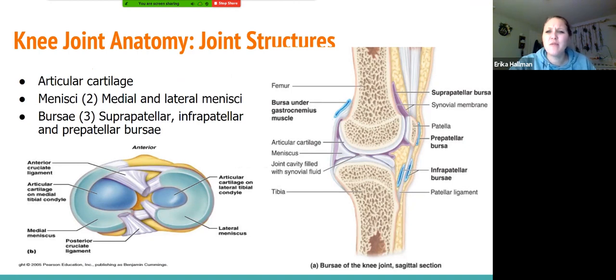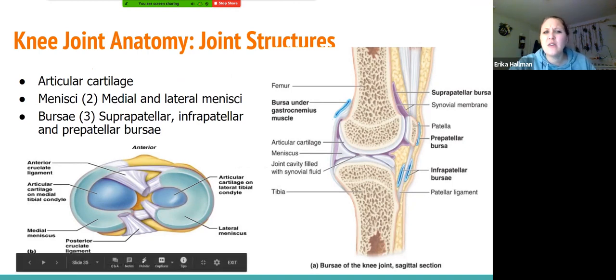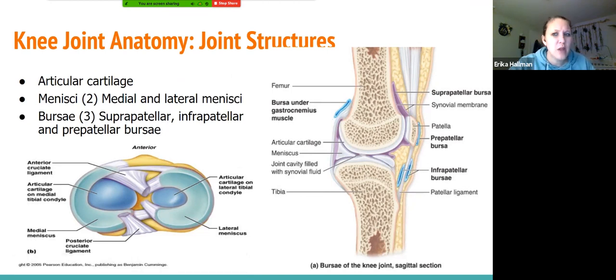Then there's going to be a bunch of bursae. So specifically, there's a suprapatellar and an infrapatellar. So supra means above, infra means below. So these are the infrapatellar bursae. These are the suprapatellar bursae. And then there's going to be the prepatellar bursa, which is in front of it.